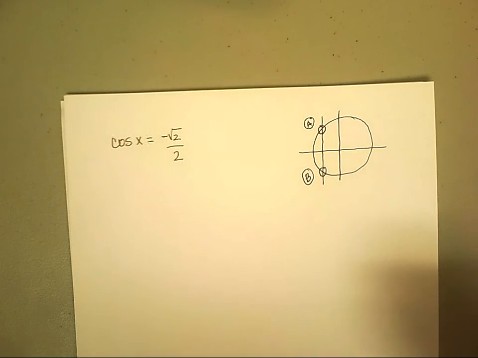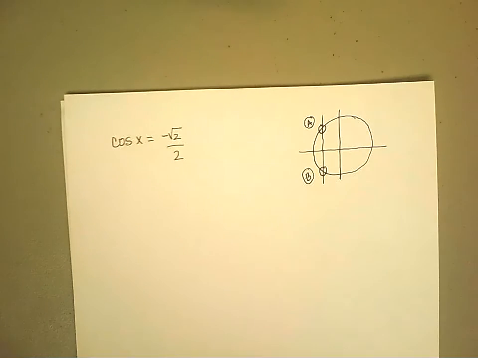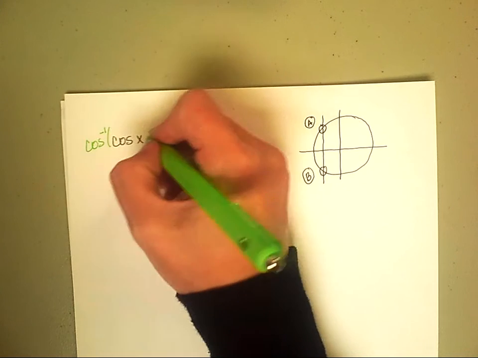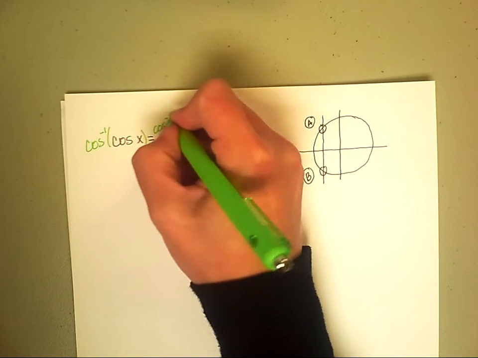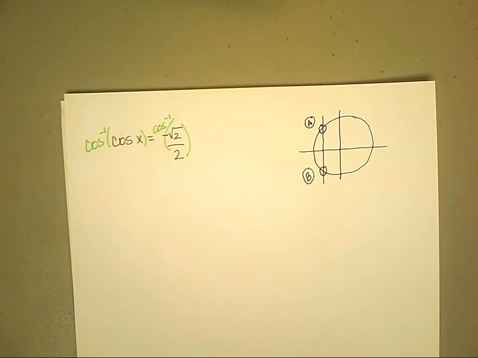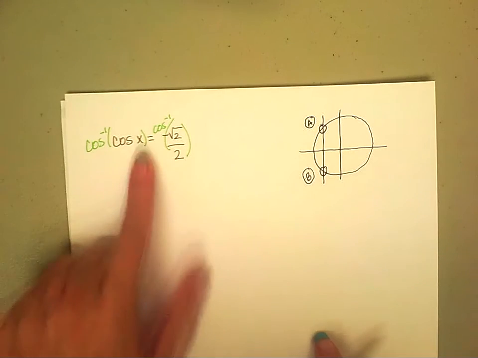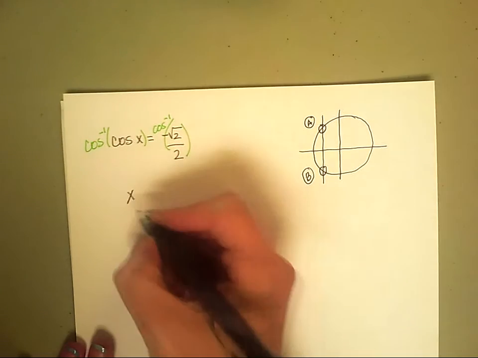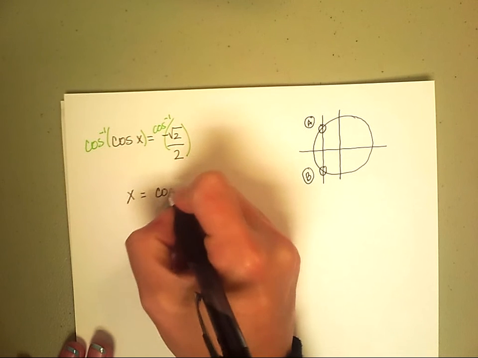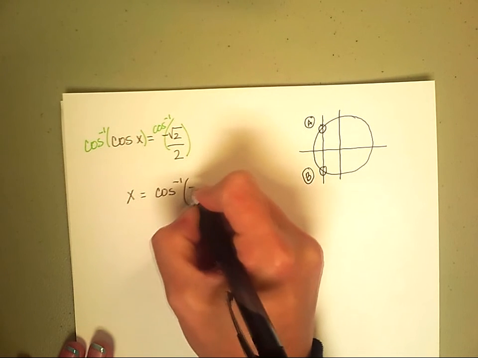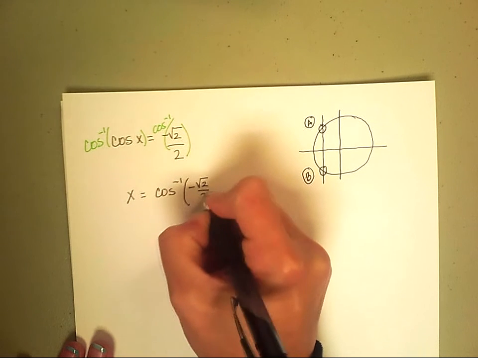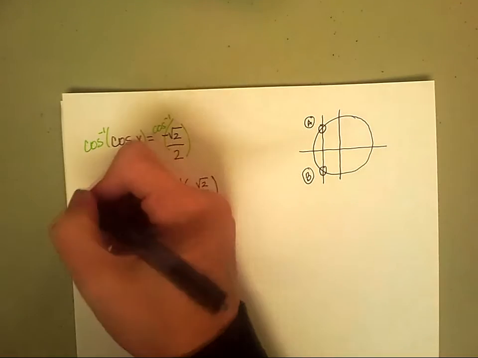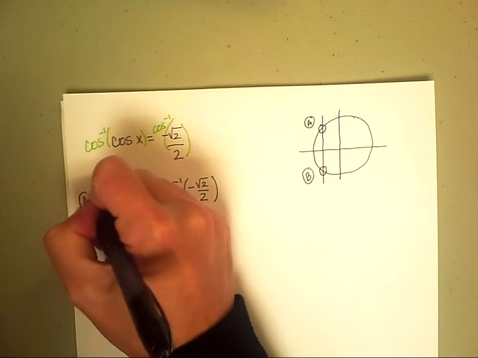Okay. So if we solve this equation by taking the inverse cosine of both sides, then what we have here is what we've called our angle x. The inverse cosine and the cosine will undo each other, and we'll just have the inverse cosine of negative square root of 2 over 2. Okay. And this represents angle A.